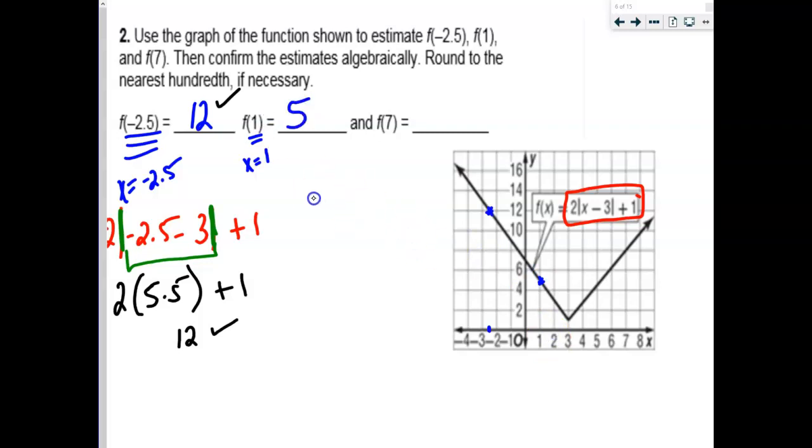All right, Taylor, let's confirm. 2 times the absolute value of, let's see if I can do it right this time, 1 minus 3, plus 1. Start on the inside. Yep, absolute value of that. So you get 2 times 2 plus 1. Plus 1 is 5. Check.